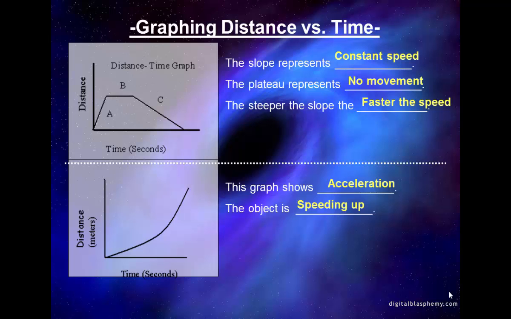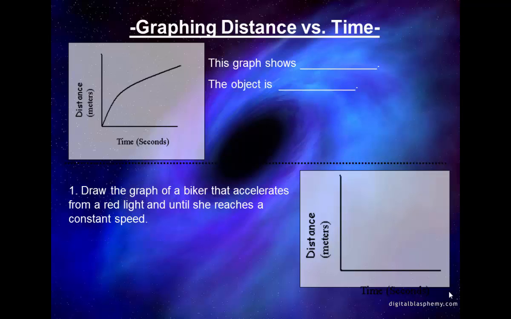What's this graph showing? Showing an object slowing down, decelerating, because the line is going from steep to less steep. The object's slowing down.